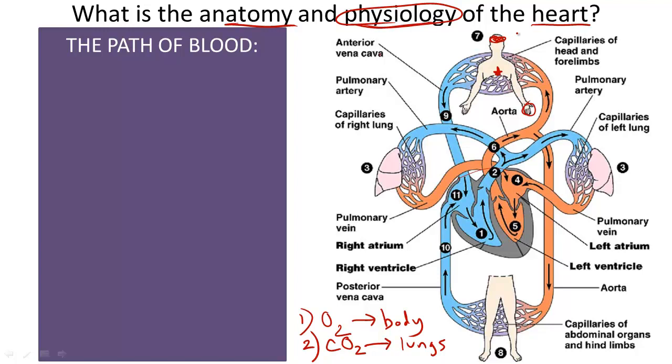So the heart is actually a hollow organ. You can see it spliced in half here with 4 rooms. These rooms are also called chambers. 2 chambers on the top half of the heart are called the right atrium and the left atrium.